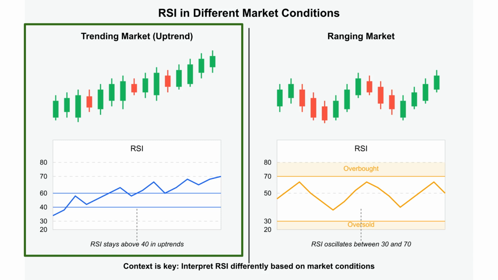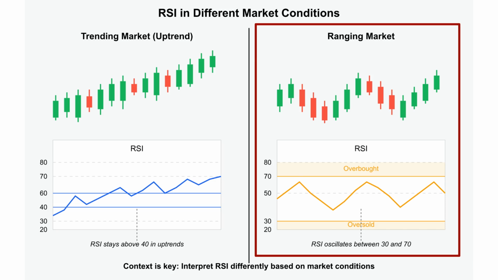Instead, it shifts its range, typically holding above 40 in an uptrend and below 60 in a downtrend. This reflects sustained momentum. So when RSI pulls back but remains above 40, it often signals a continuation opportunity, not a reversal. In this context, RSI is better interpreted as a trend confirmation tool rather than a mean reversion signal.